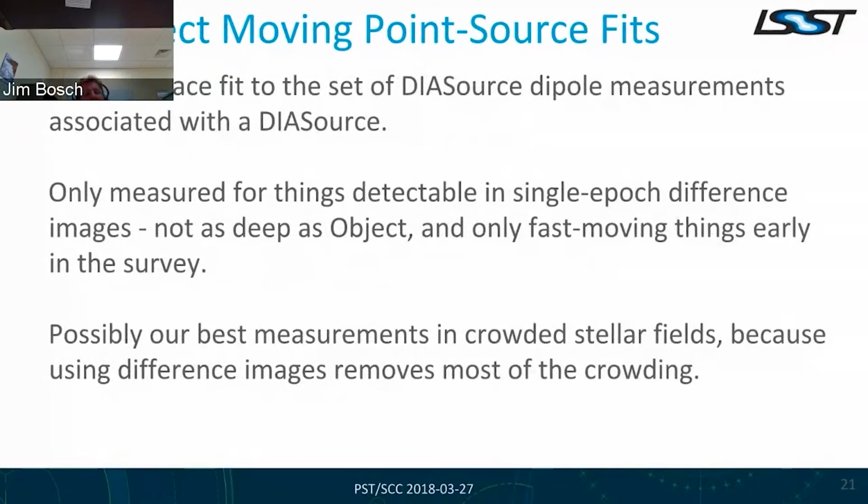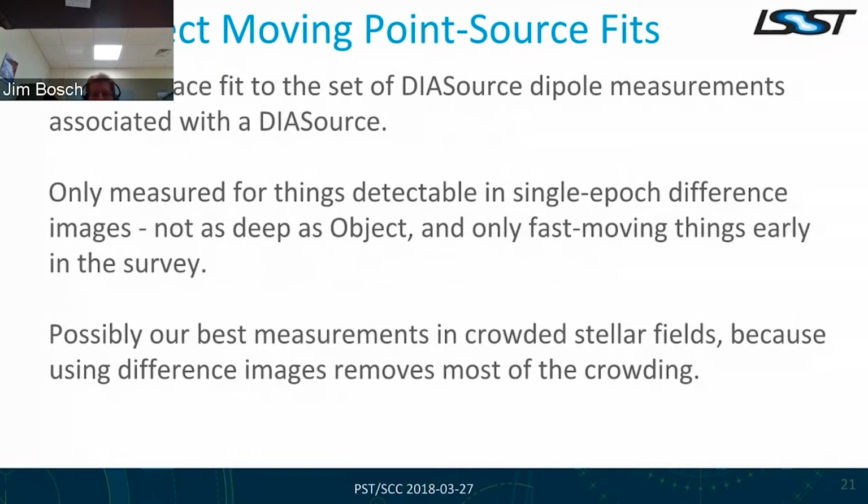All right, next up is the DIA object catalog, which also has moving point source fits. These are catalog space fits to the set of DIA source dipole measurements associated with the DIA source. What happens is we detect a DIA source in a difference image. It looks like a dipole, and we can measure the properties of that dipole, which gives us some indication of both the flux and the separation, but in a highly degenerate way.